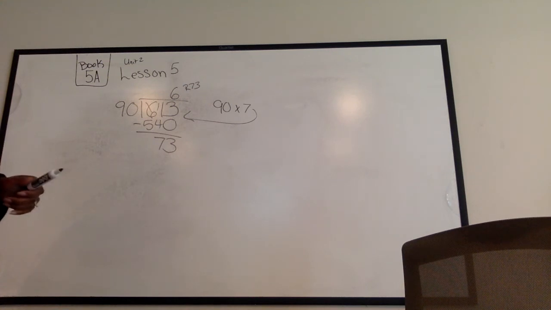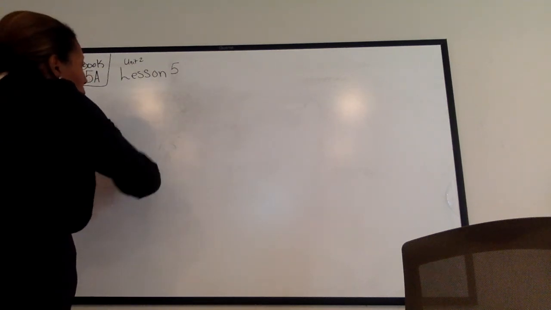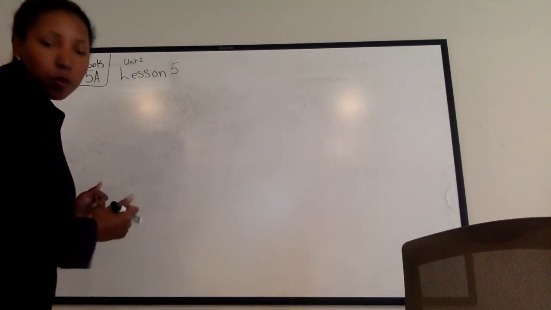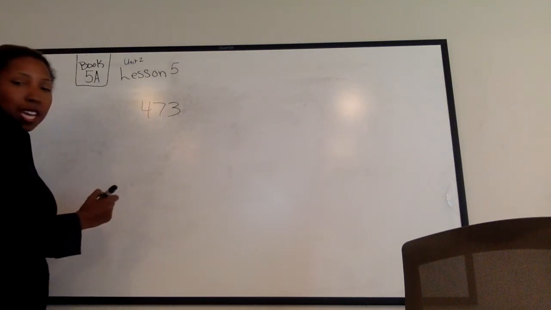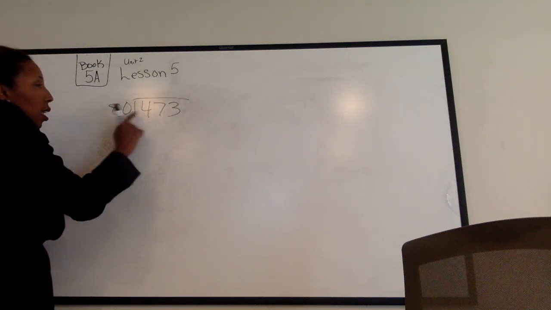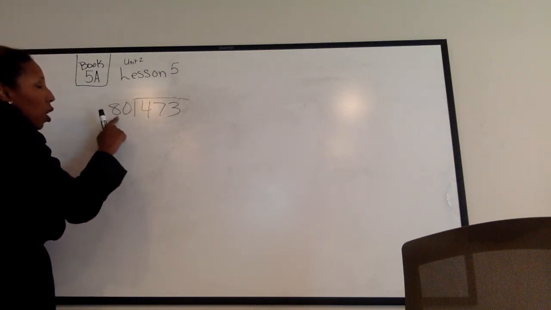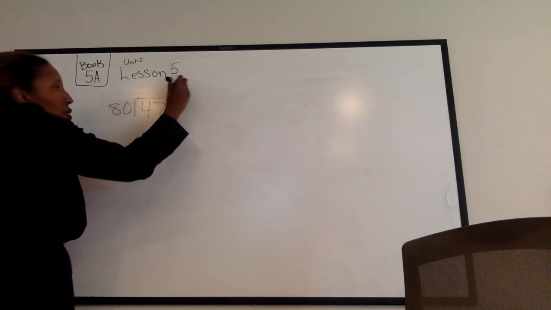So now let's look at actually dividing some numbers. We'll try one more. We have 473, and we're going to kind of estimate the quotient. We're going to divide it by 80. 80 goes into 473. Well, I know 8 times 5 is going to give me close to 47. 8 times 6 is 48, which is too much. So I'm going to go times 5.